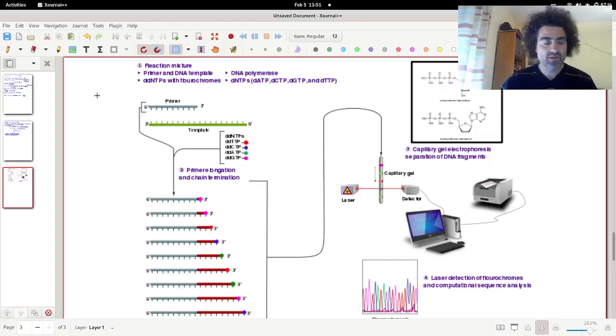Let's proceed now with the sequencing data.